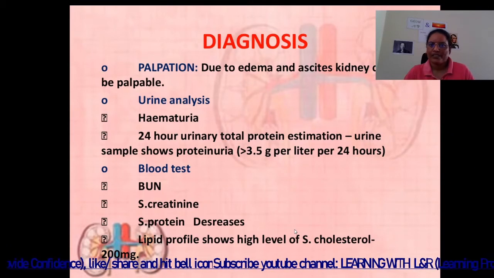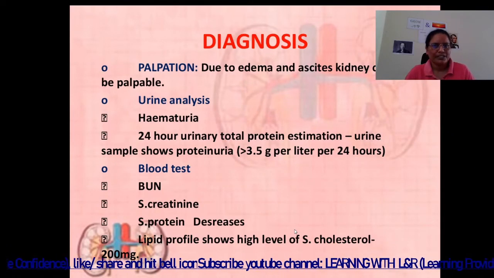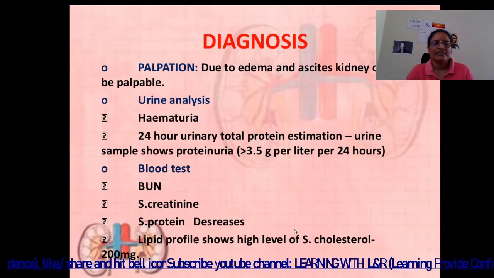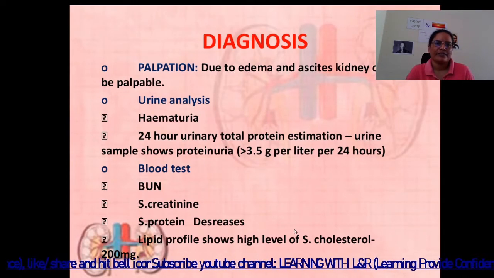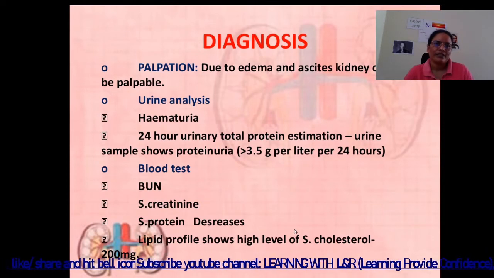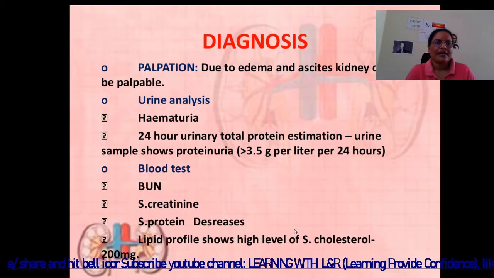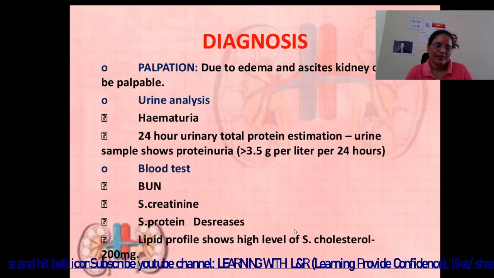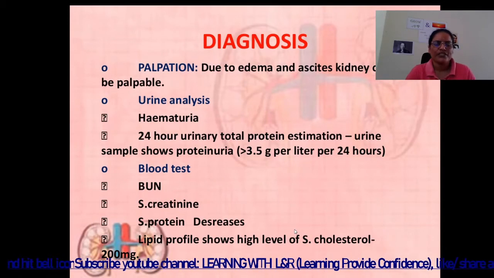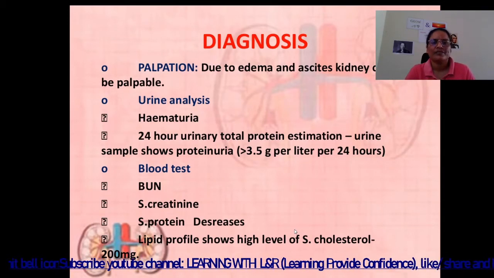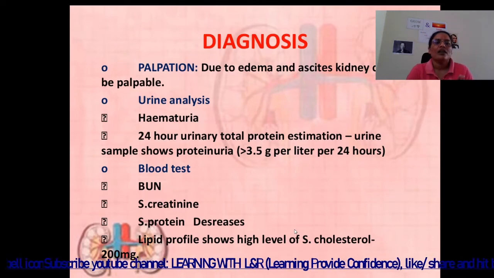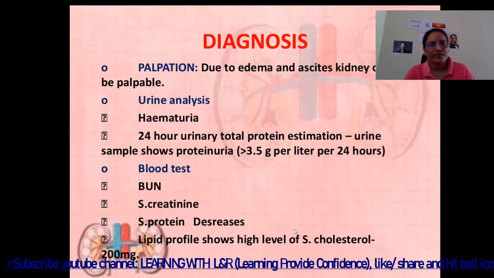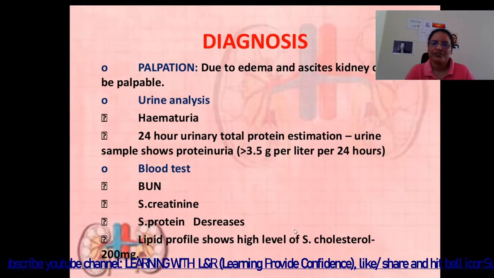When we palpate the patient, due to edema and ascites the kidney cannot be palpable. When ascites is present, we do not palpate. And urine analysis: hematuria, blood present in the urine, 24-hour urinary total protein estimation, the urine sample shows proteinuria of more than 3.5 gram per 24 hours.